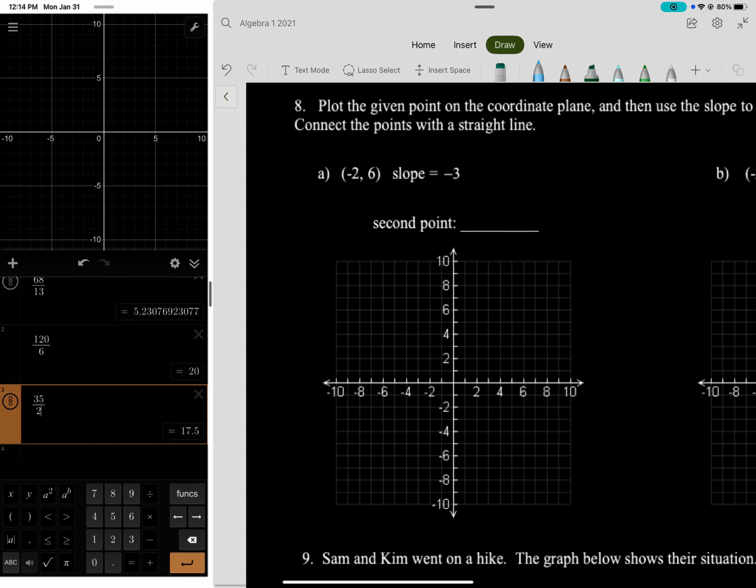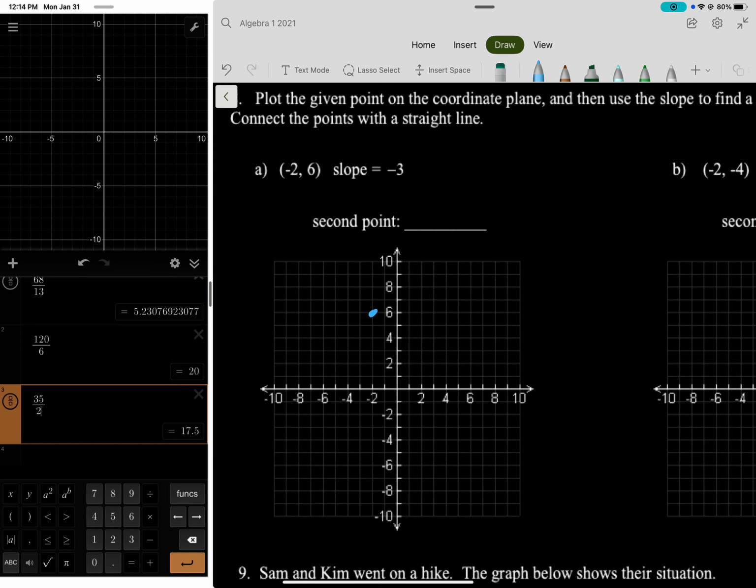So I'll graph the point -2, 6. So I go left 2, 1, 2, and then up 6, 1, 2, 3, 4, 5, 6. There's the point -2, 6. Let me erase my counting. And then it has a slope of -3. So from there I go down 1, 2, 3, and then over to the right 1, because I think of that as like over 1. So here's my new point.